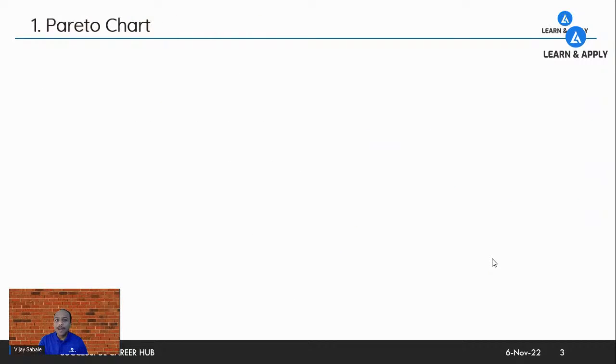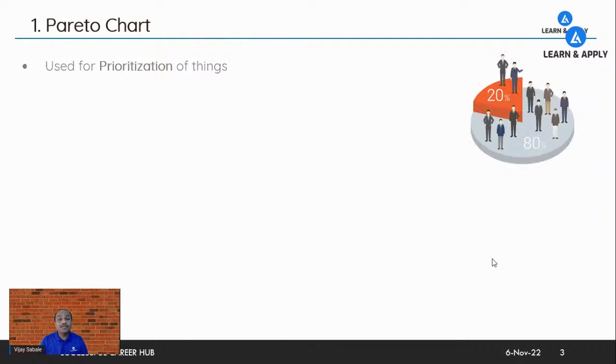The first tool is a Pareto chart. Now everyone is aware that the Pareto chart is used for prioritization of things. But we also need to understand the other variations of this Pareto chart, because we are only using some part of it, and that is limiting its power. Here, I'm telling you the other variations as well.